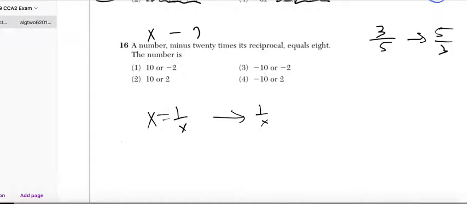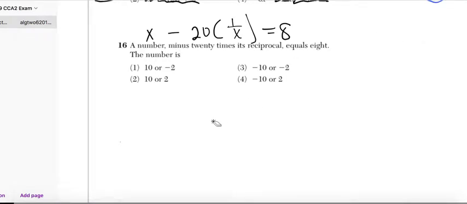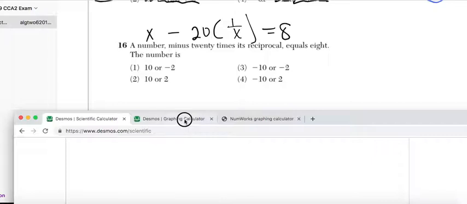So a number x minus 20 times its reciprocal, which is 1 over x, equals 8. What is the number? We could either substitute the values by hand. We could use our calculator. So here's what I'll do first. I'll show you guys how to get in the calculator quickly first.